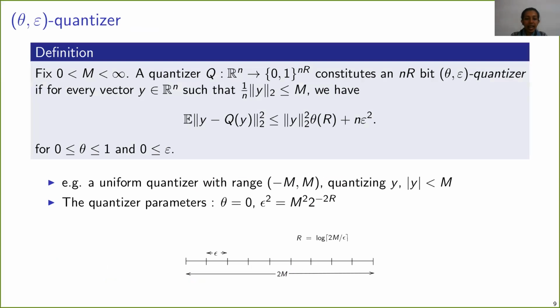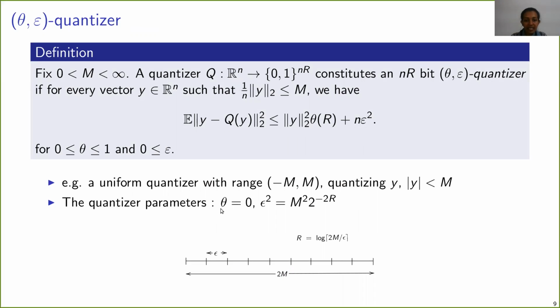Another very important aspect of the encoder is the quantizer that we use. In this work, we use a quantizer whose performance fits into the following structure. That is, expected quantization error when we try to quantize a vector y is bounded by the squared norm of this vector multiplied by a factor theta plus an additive error epsilon square. This we call a theta-epsilon quantizer.